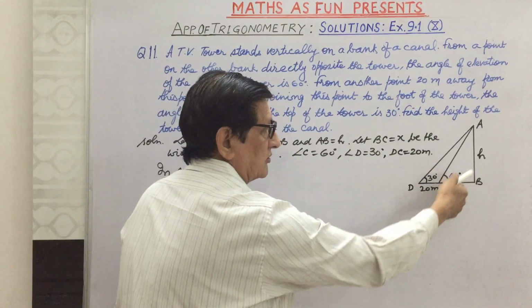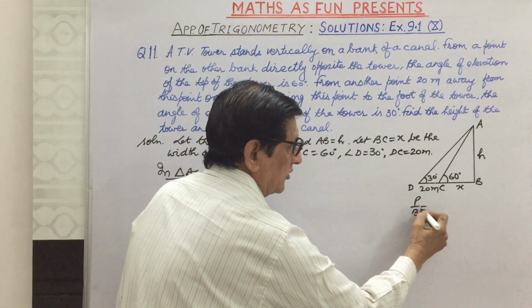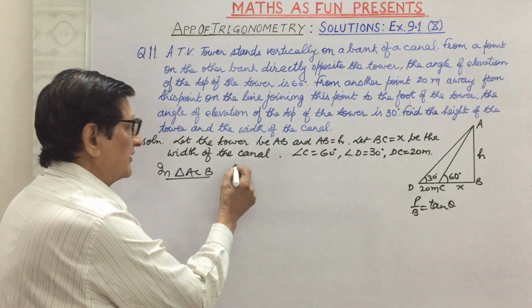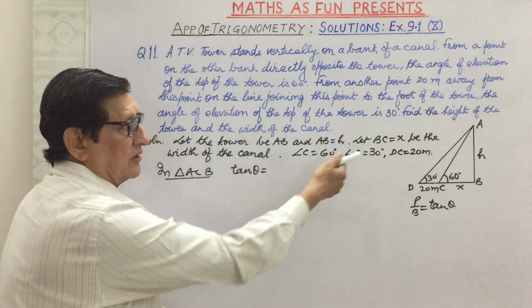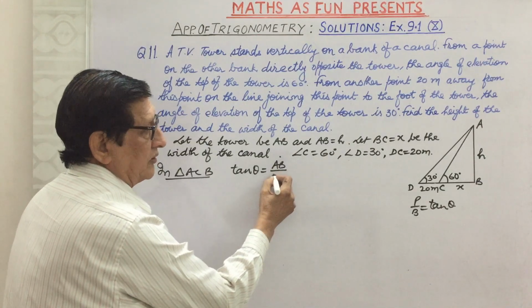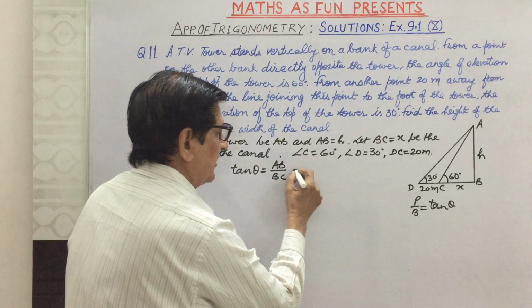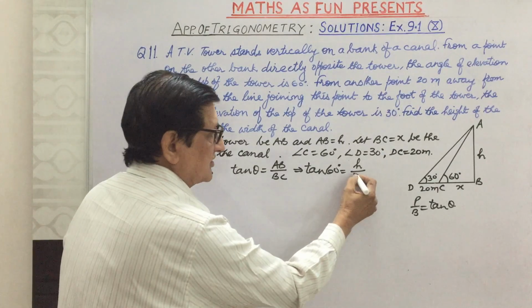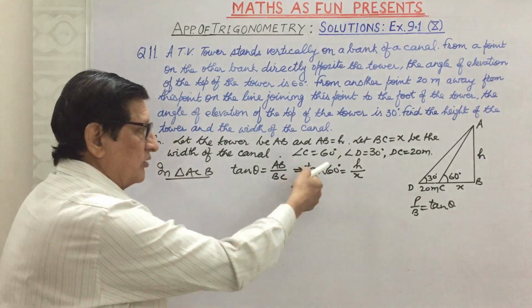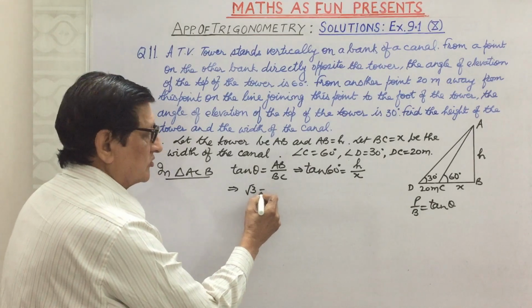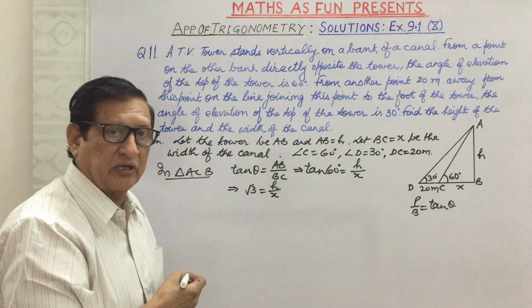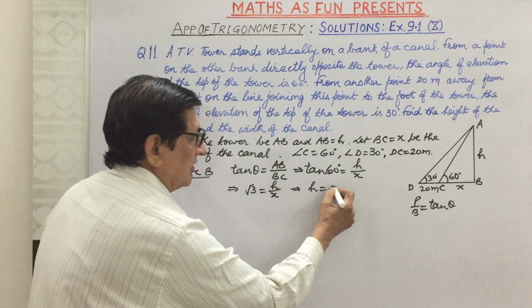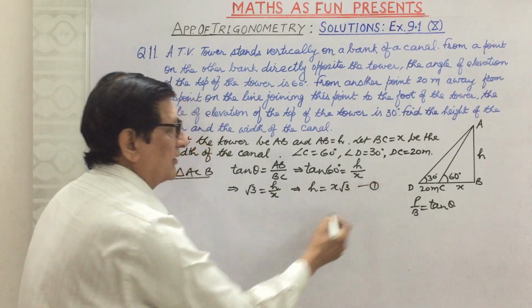we are having the height of the tower is H and the width of the canal is X. This is the perpendicular, this is the base, and we know that perpendicular upon base is the trigonometric ratio, that is tan theta. So we will be applying here tan theta. Tan theta here is AB upon BC. Theta is 60 degree. So tan 60 is equal to AB which is H, BC is X. From the table we know the value of tan 60 is root 3. So root 3 is equal to H upon X. Multiplying by X, we get the value of H as X root 3. This we can write as equation number 1.